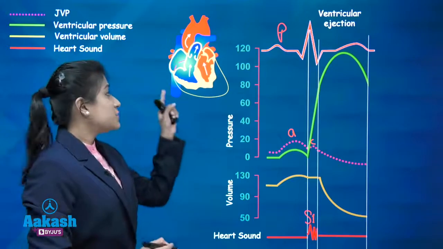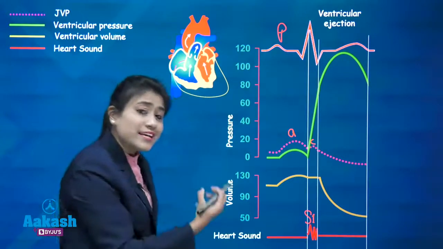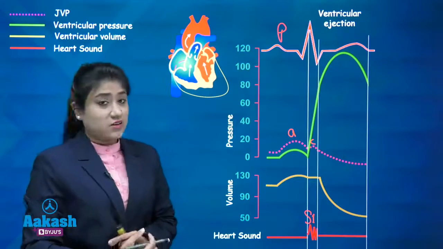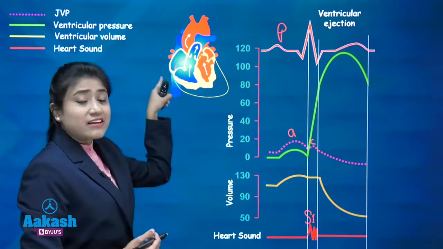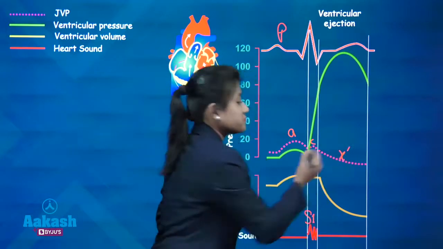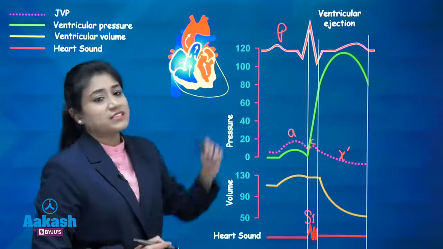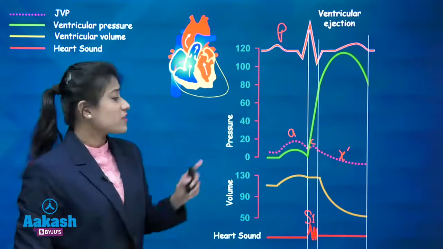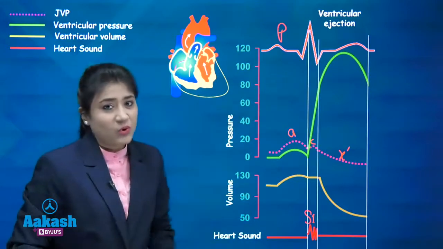And what about atrial pressure then? Remember guys, during the ventricular ejection, the AV valve gets pulled inside the ventricle. What will happen due to that? Due to that, there will be a decrease in atrial pressure, which is seen as the X descent on JVP. Okay, the X descent is seen during the ventricular ejection. And remember guys, during this phase, you will get the T wave on ECG.